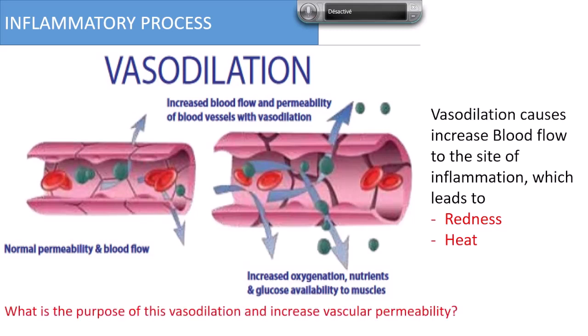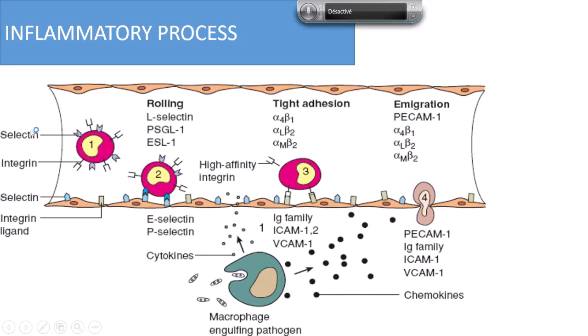So what is the purpose of vasodilation? What is the purpose of increased vascular permeability? Why does the body do that? So right here, we are looking at our blood vessel that's been vasodilated. So vasodilation allows increased blood flow into that area. So increased cells into that area.